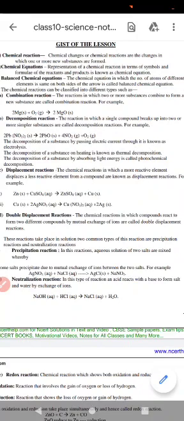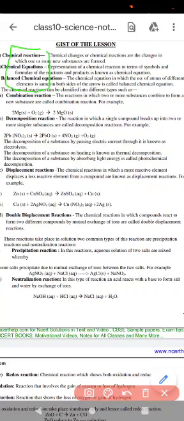And if we represent a chemical reaction by the use of symbols, then it will be termed as chemical equation. And if we balance it by using the law of conservation of mass, then it will be termed as balanced chemical equation. I hope all three definitions are clear to all of you.